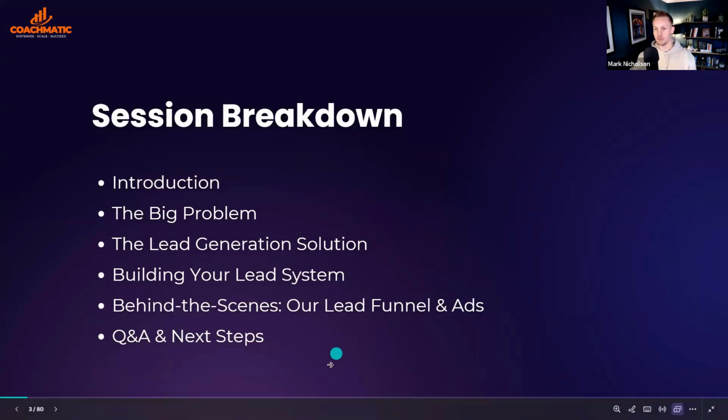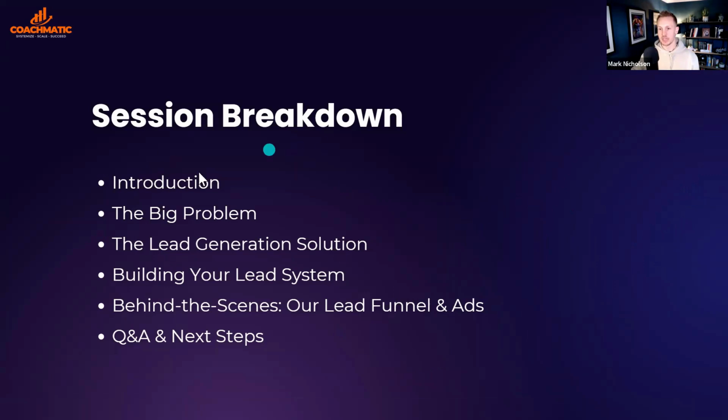So just a quick rundown of what we're going over. This won't be a really long presentation. It should be done within half an hour, maybe 45 minutes tops, including a bit of Q&A. So we're not going to be using too much time today. We'll start with a quick introduction, then talk about the big problem, lead generation, building your lead systems, the behind the scenes of my funnels, the different types of funnels that I run, what I've tested, what's worked for me and why, a little bit about follow-up email sequences, and then a little Q&A as well.